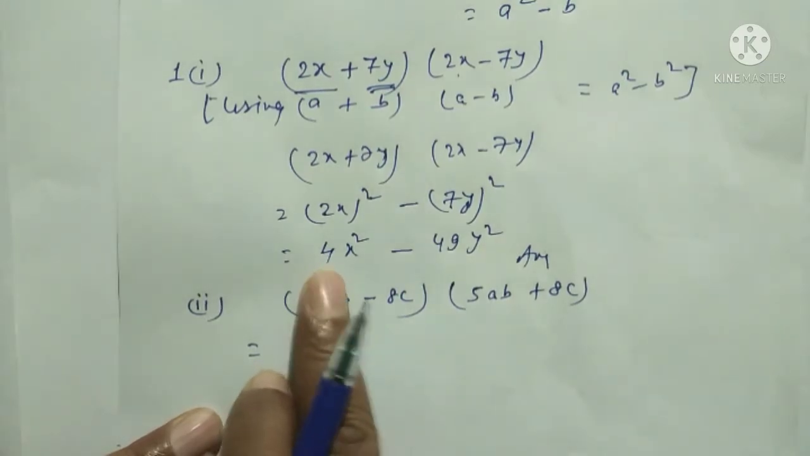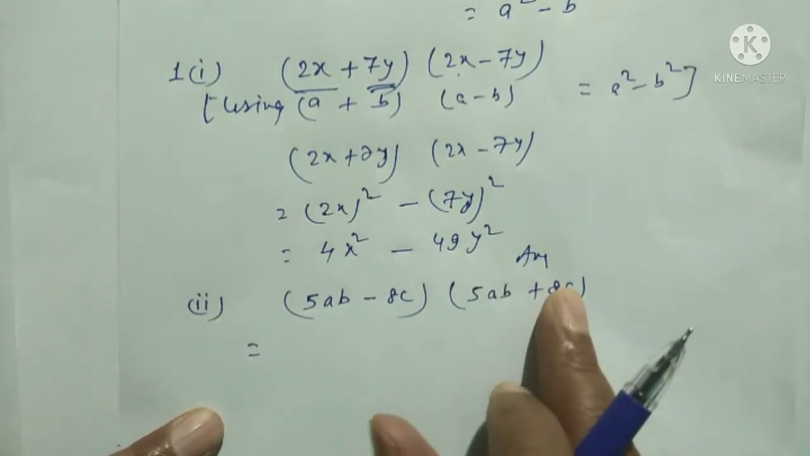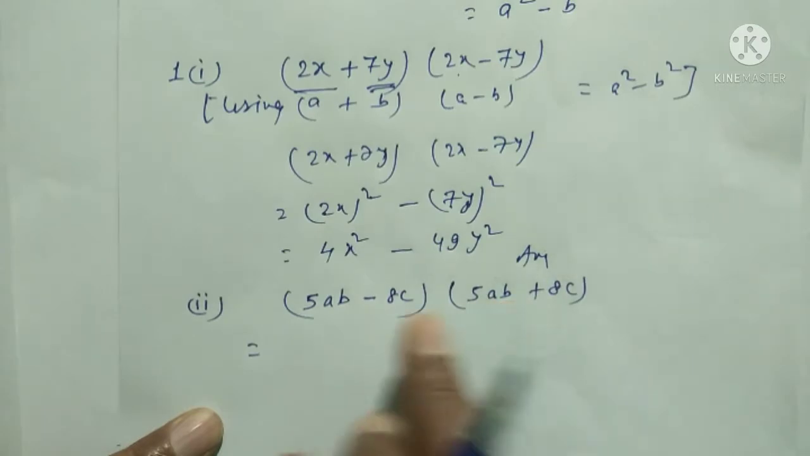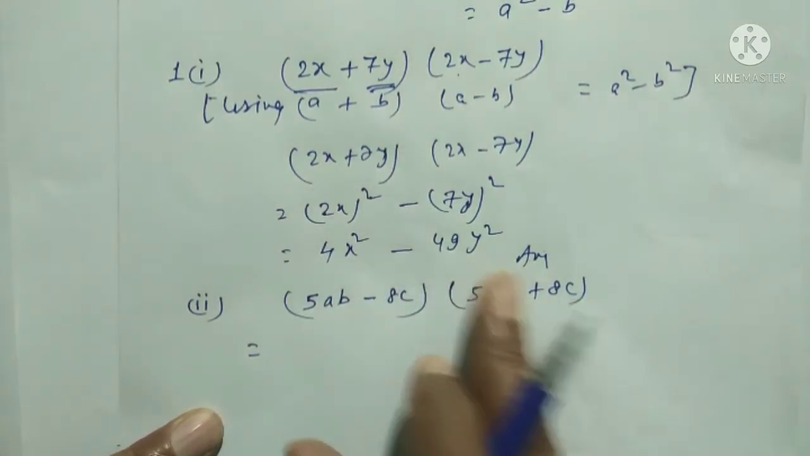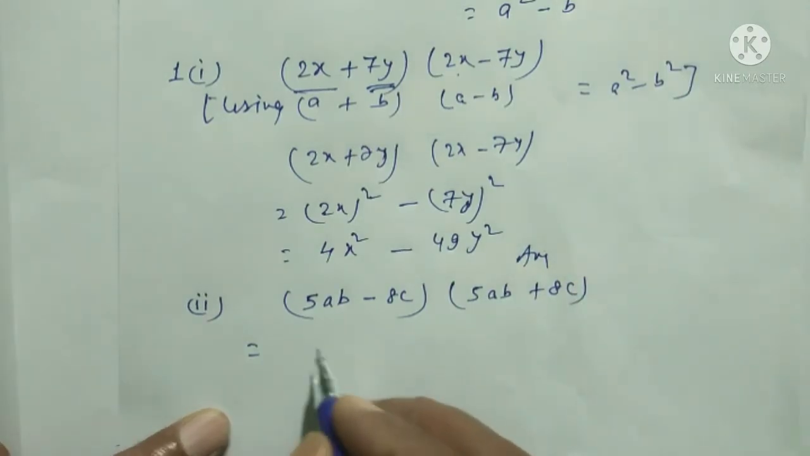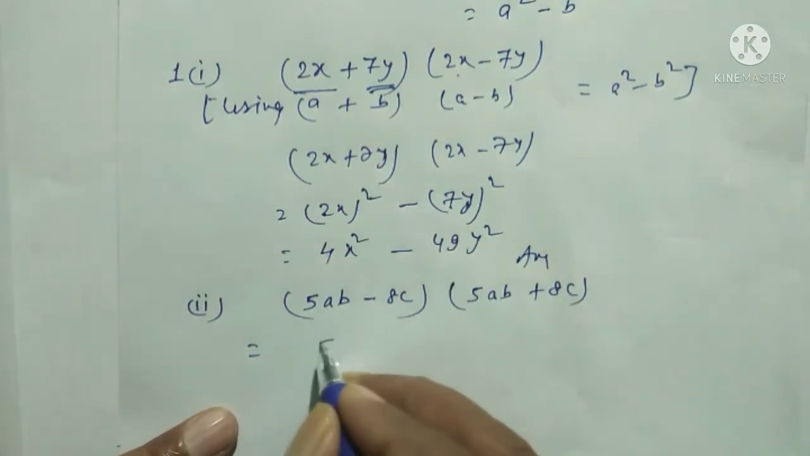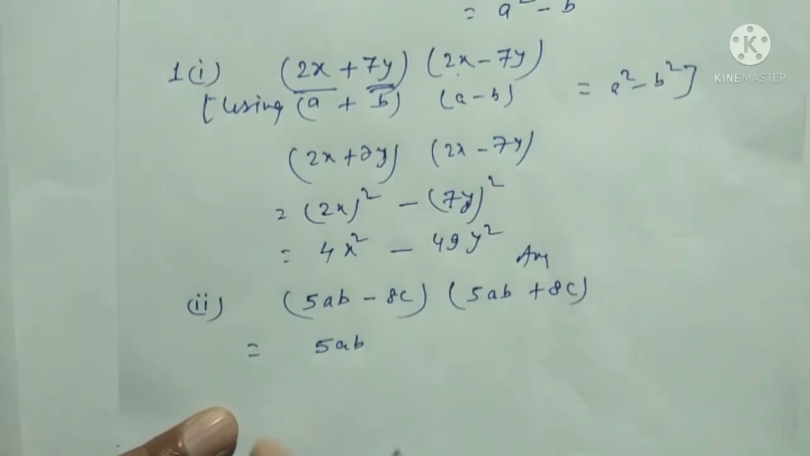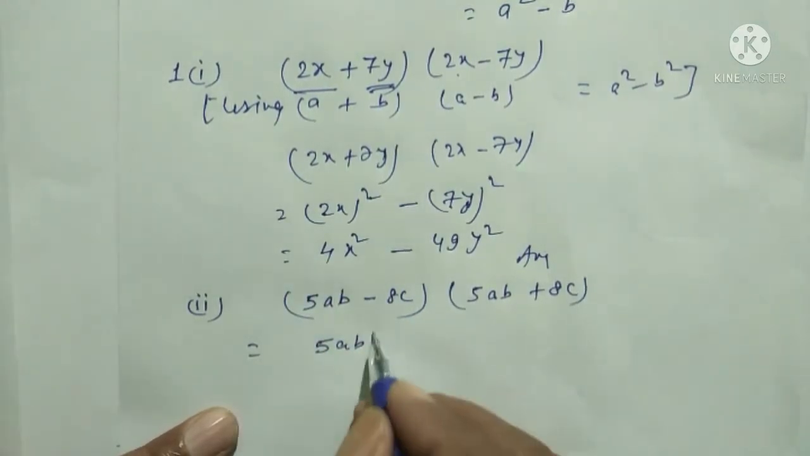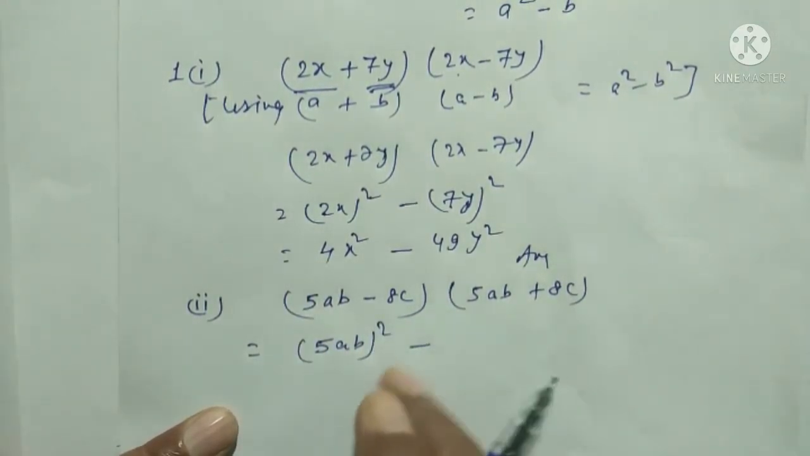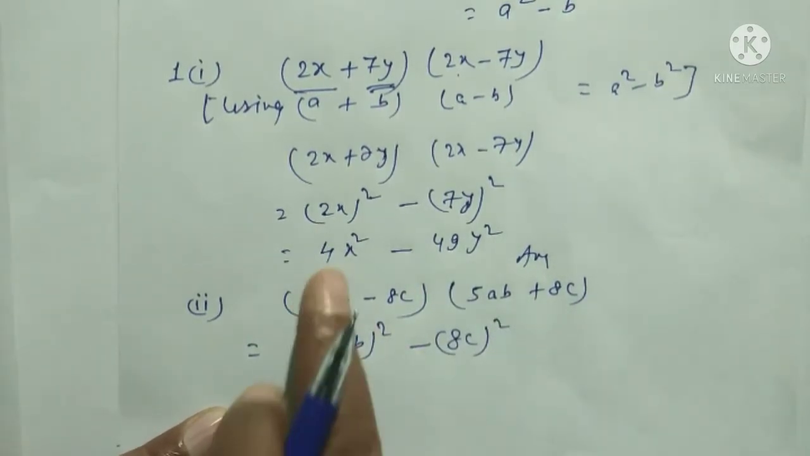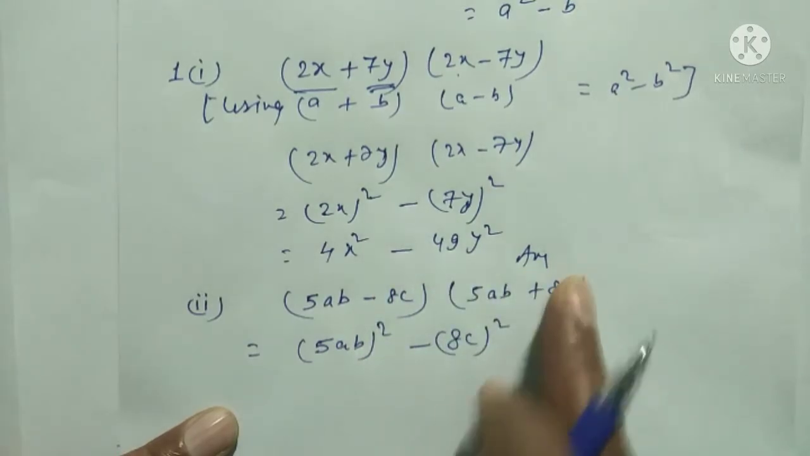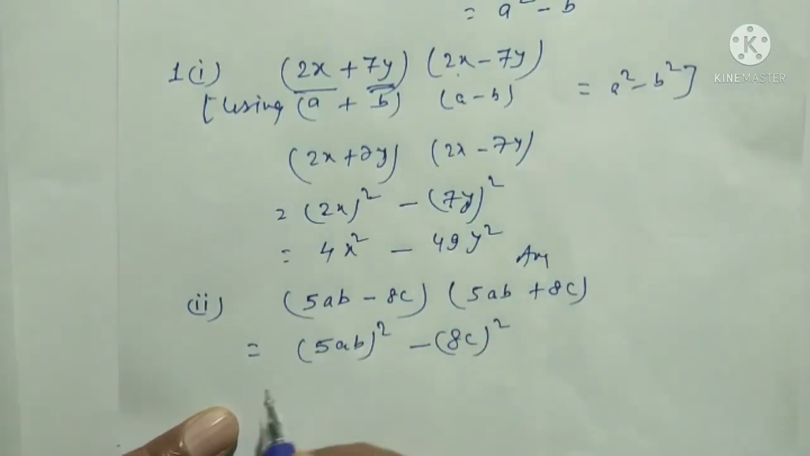Here it is A minus B, A plus B. Look here, 5AB, 5AB, 8C, 8C. A minus B, A plus B. So it will be A square minus B square. A means what? A means first number. First number is 5AB square. B means what? Second number. Second number is 8C. So A minus B into A plus B equals A square minus B square.